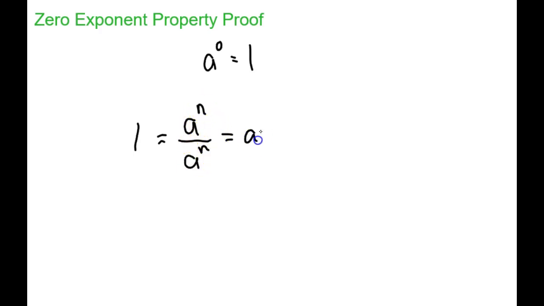So we would get a to the n minus n, subtracting those exponent powers. Well, if we simplify this one more step, n minus n, anything minus itself is going to be 0. So now we get a to the 0. So we just showed a to the 0 is always going to be equal to 1. Any real number or expression raised to the 0 power will be equal to 1.